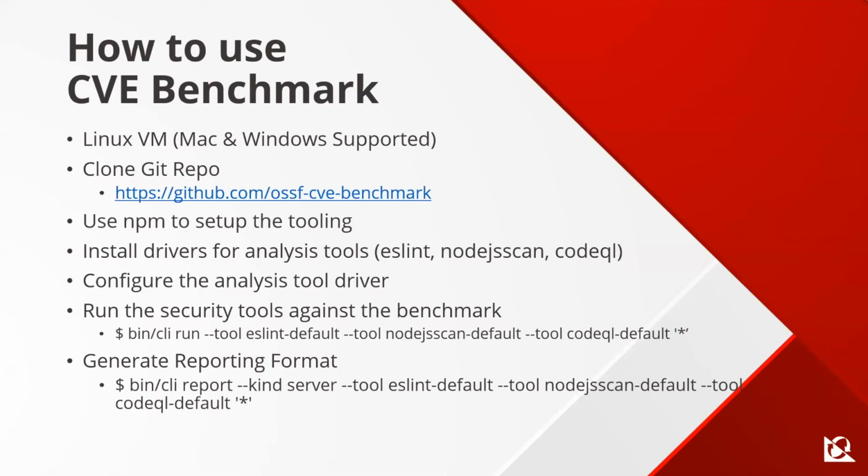Then you can configure the analysis tool driver. And then you just run the security tools against the benchmark. You can see in this example here, we're running the tool against ESLint, Node.js, and CodeQL. And then at the very end, we wildcard it with an asterisk, which just means all CVEs out of the 200 plus. Once you're done, you generate the report.